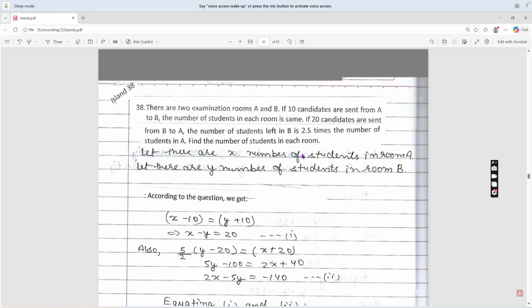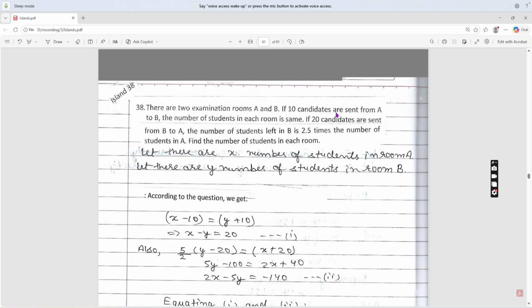Now as per the question, what is the first condition? If 10 students are sent from A to B. So when 10 students are leaving A, the number of students left in A would be x minus 10, and the number of students in B would be y plus 10, because from x the students are going to be leaving, and in room B the students are going to be added. So hence we are getting x minus 10 is equal to y plus 10. Why? Because the ratio is 1, because it is written same.